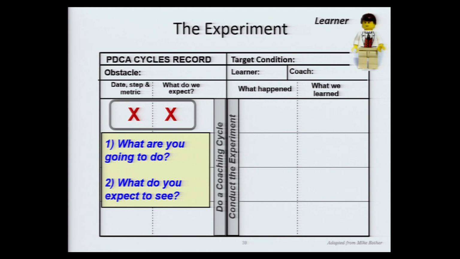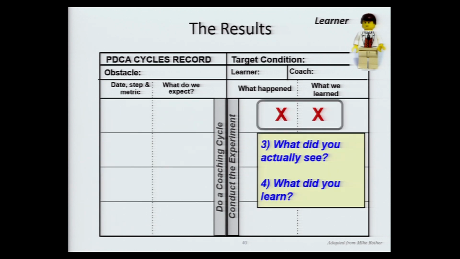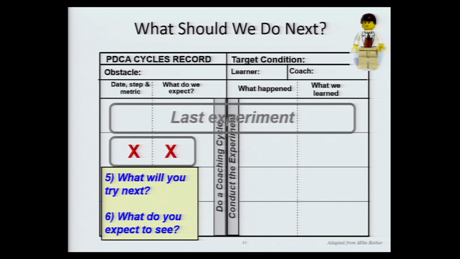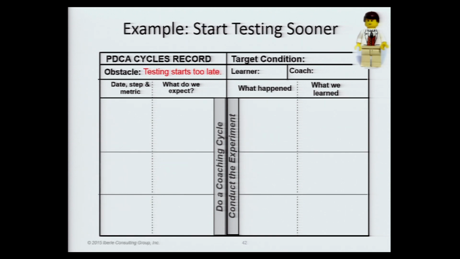What am I going to try? What do I expect to see when I try it? Pretty simple, it should only take you a couple minutes. And then you go do it, and then you come back to your paper and you write, what did I actually see, and what did I learn? So this sounds like it's really simple, and it sounds like it would be kind of a waste actually maybe to do it, but it turns out it's not nearly as simple as it looks. Then you do what you saw and what are you going to try next.